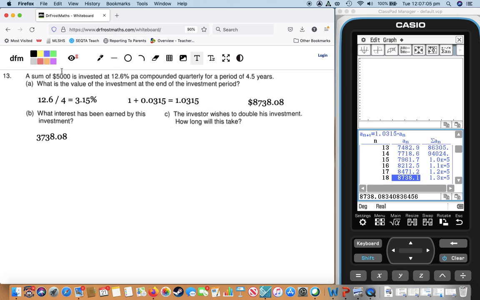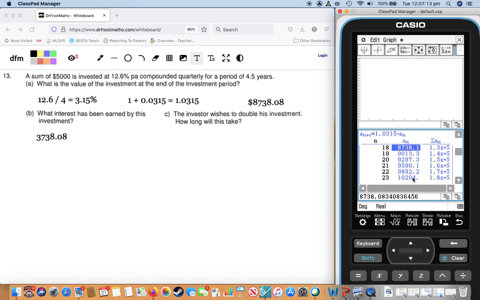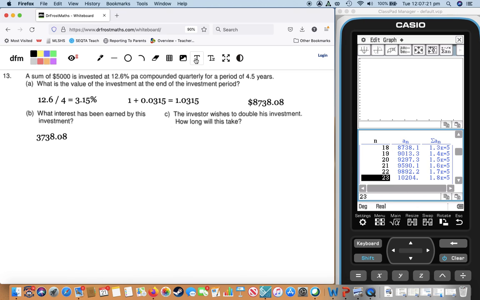Well, the original investment was $5,000. If we go back to our calculator and keep going down until we get to 10,000, which would be double the original 5,000, the first term that's over 10,000 is the 23rd term. So if we do 23 divided by 4, because remember every 4 terms is 1 year, it gives us 5.75 or 5 3/4. And 3/4 of 1 year is 9 months. So the answer would be 5 years and 9 months.